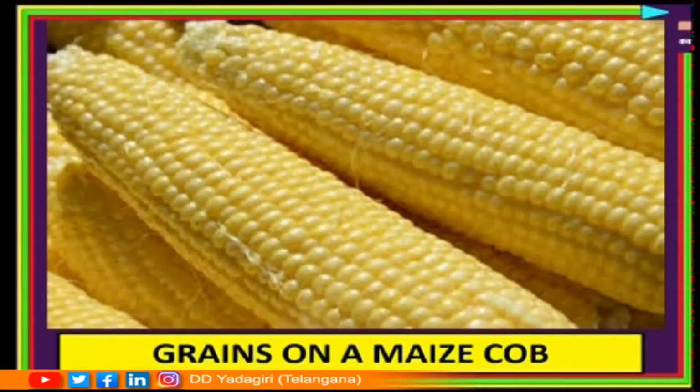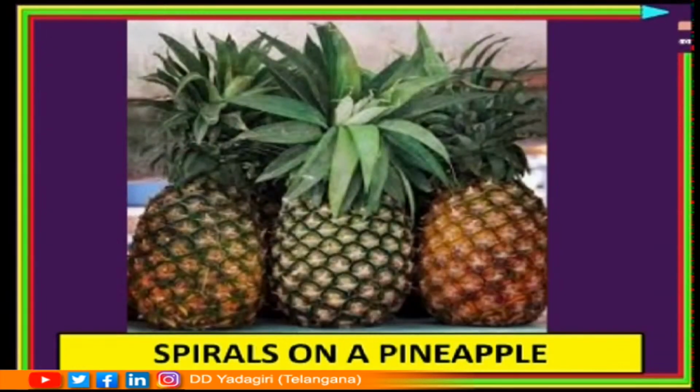Next, these are grains on a maize cob. The grains on a maize cob are systematically arranged in rows or columns like that. Next, these are pineapples. On the pineapples we can observe beautiful spirals. Like this we can observe many beautiful patterns in our daily life, and in our subject mathematics also. So let us see some examples.